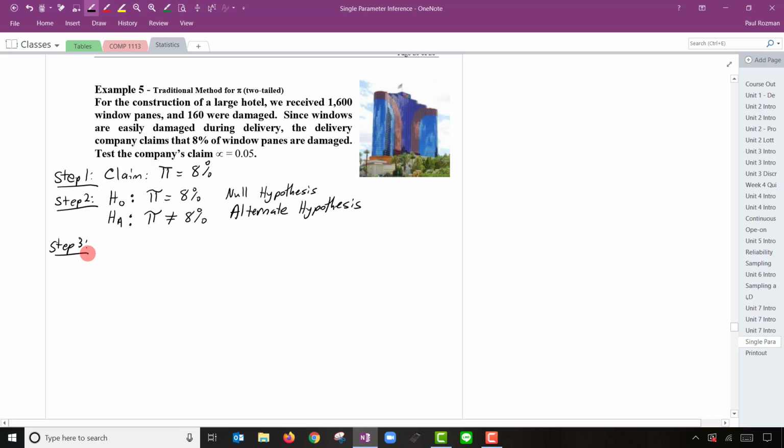Step number 3. This is where we set our significance level. In this case, they say test the claim at alpha equals 0.05. Remember, this is just the opposite of confidence. So think of this as being similar to a 95% confidence interval. Generally, we'll use numbers like 1% or 5% or maybe 10%, you know, again, corresponding with 90% confidence, 95% confidence, or 99% confidence. This is called the significance.